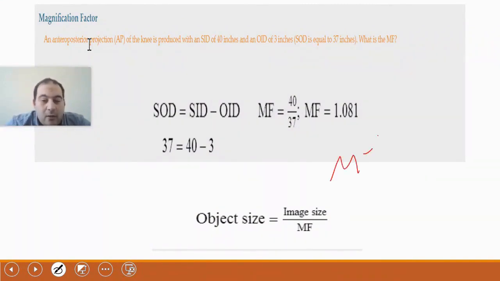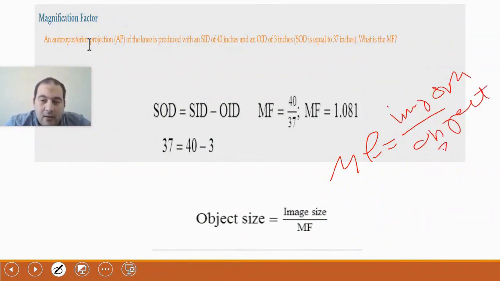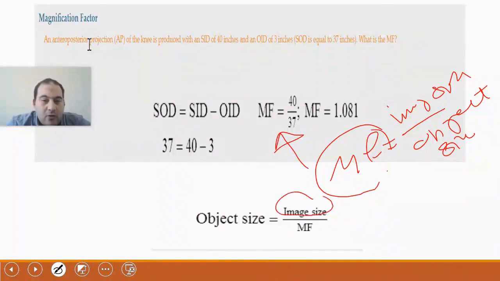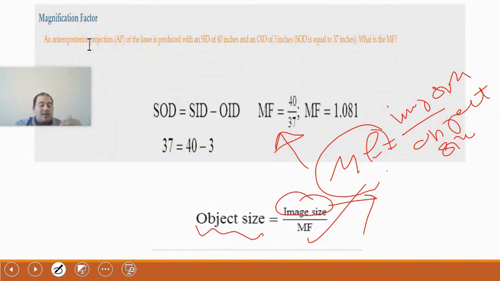If you want to find the real size of the object, you will use the equation we were discussing: the magnification factor equals the image size divided by the object size. Once you have the magnification factor, you can obtain the image size from your device. To find the object size, you divide the image size by the magnification factor, which removes the amount of magnification that occurred, giving you the real object size. Is that clear?